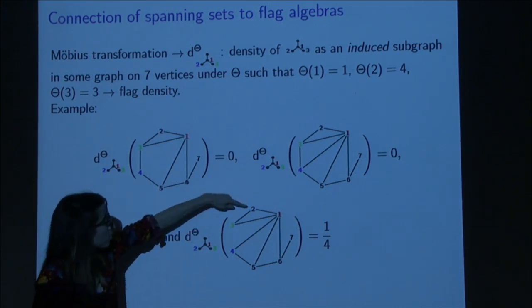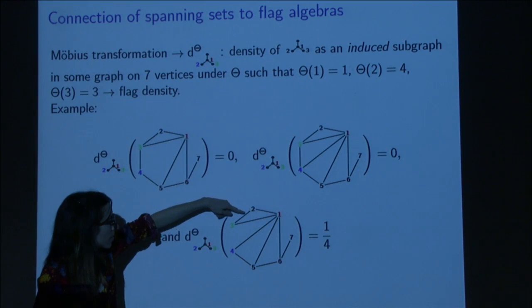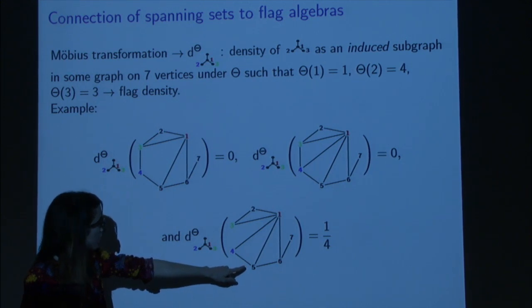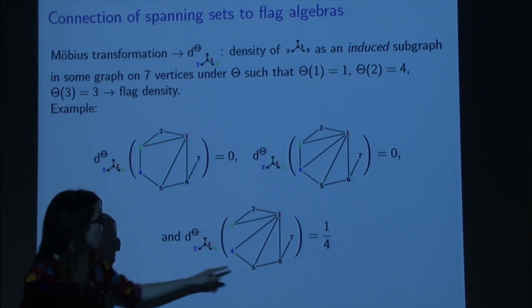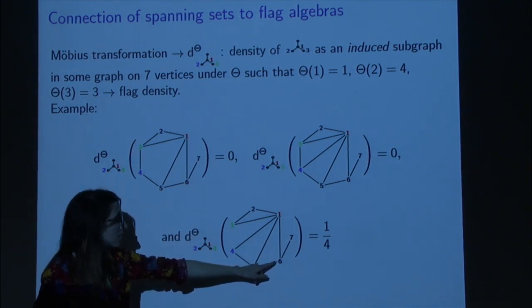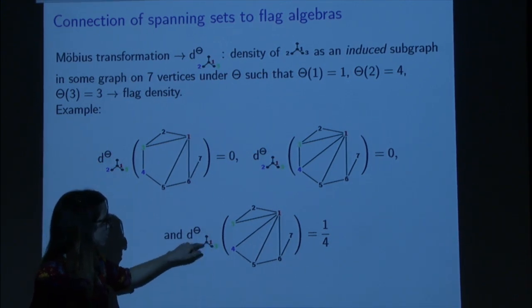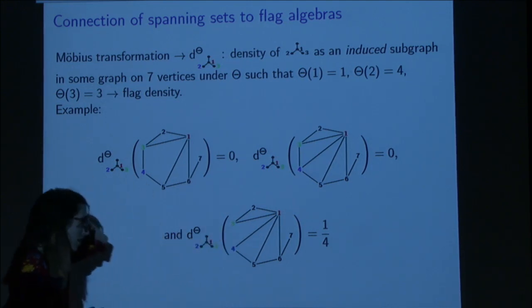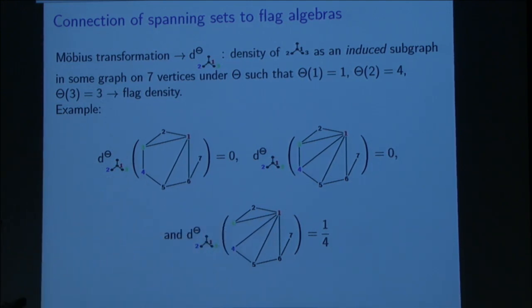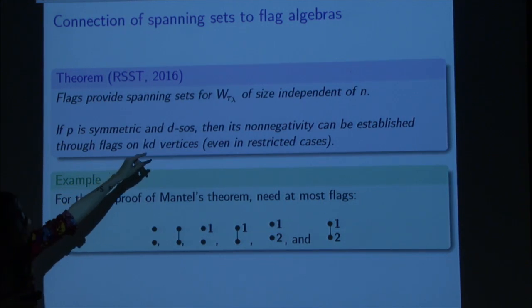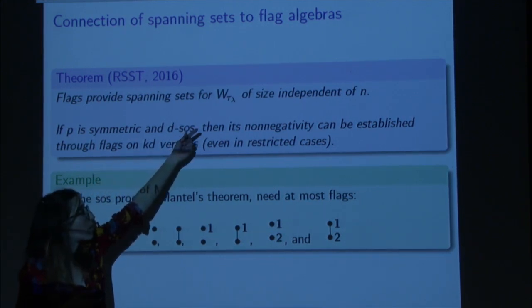So I cannot send this to 2 because then I have an edge between my black vertex and my green vertex, which is not supposed to be there. I cannot send it to 5 because then I have an edge between my blue and black vertex, which shouldn't happen. I can send it to 6, right? So 6, 1, 3, and 4 is actually an induced subgraph of this where those vertices are sent to the correct place. And I cannot send it to 7 because then I don't have an edge here. So 1/4. And these are exactly the flag densities that Hausbach uses. Exactly.